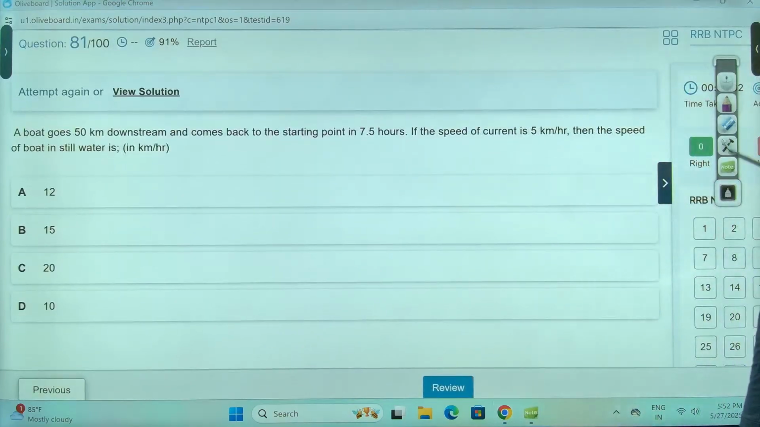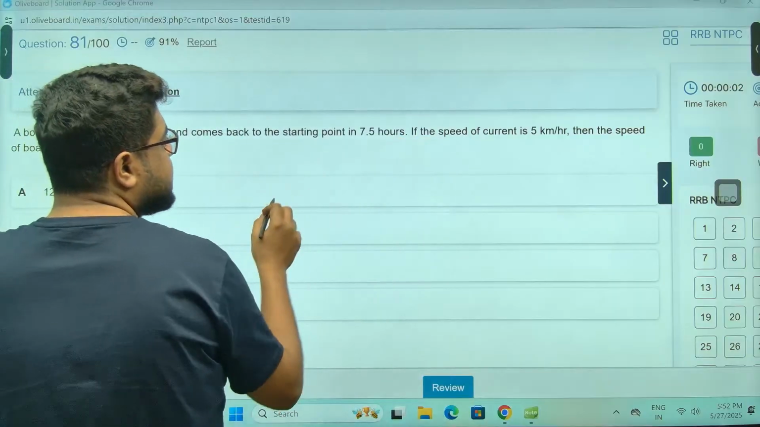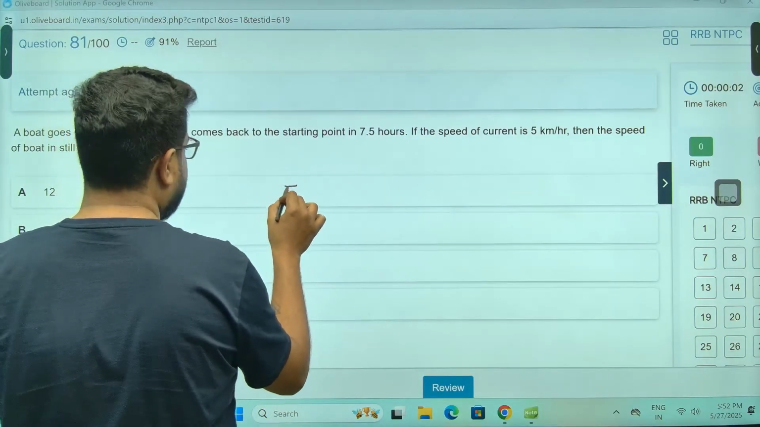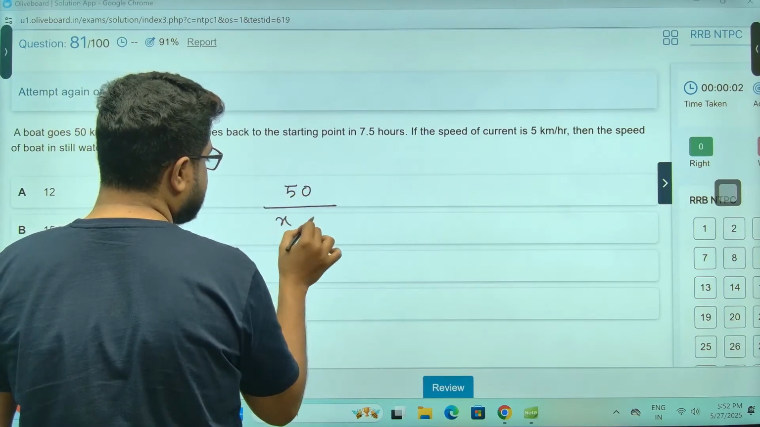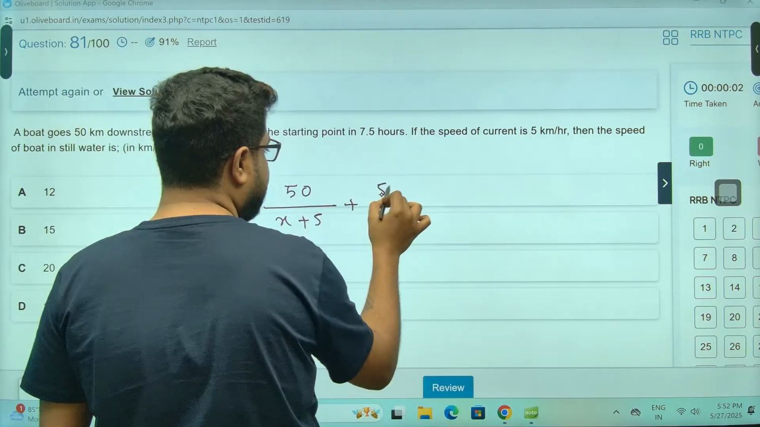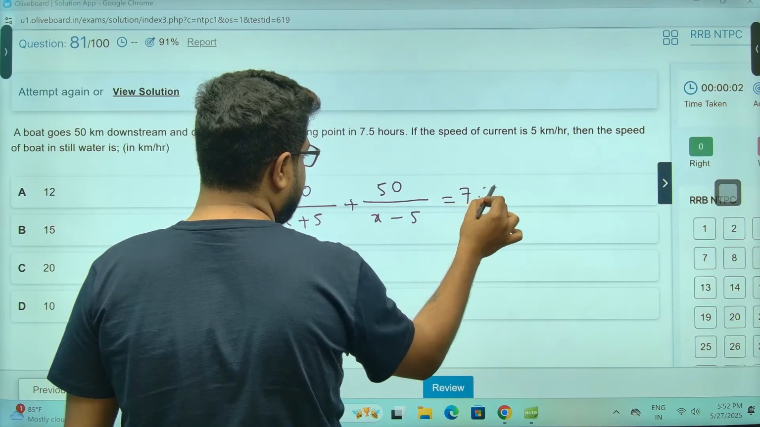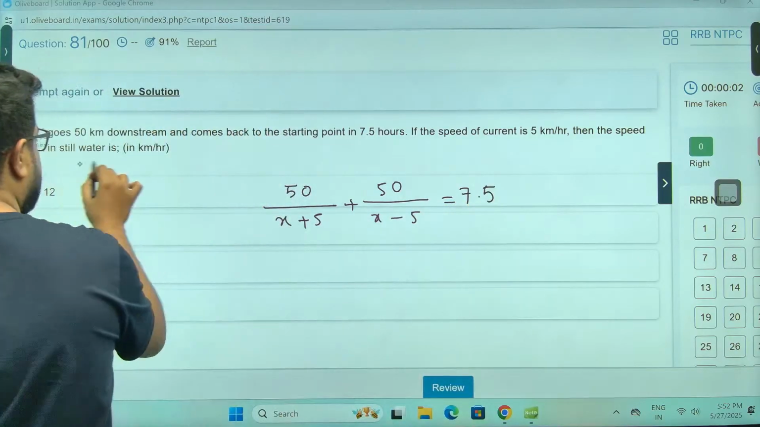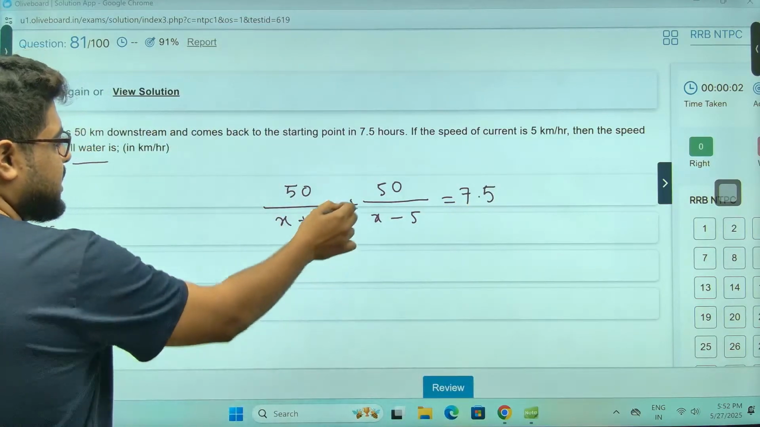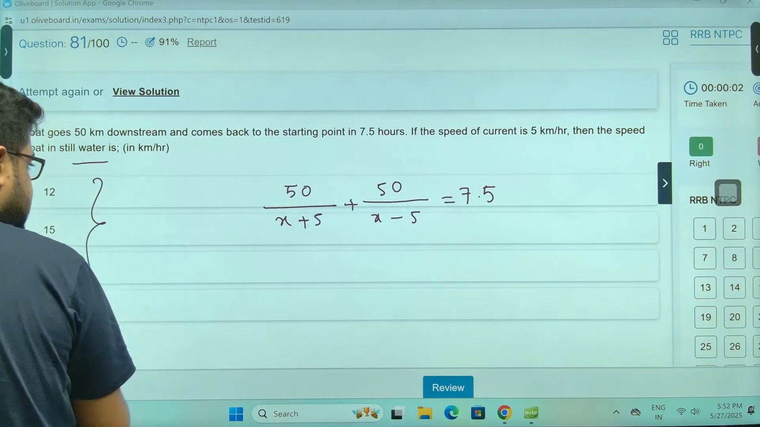A boat goes 50 kilometer downstream and comes back. Speed is the speed of the current. So 50 kilometer, speed of the current is 5. So speed of the boat is x plus 5, plus 50 by x minus 5. It is 7.5. They are asking the value of x. In this situation, it will give you a quadratic. Do not solve. Take options.